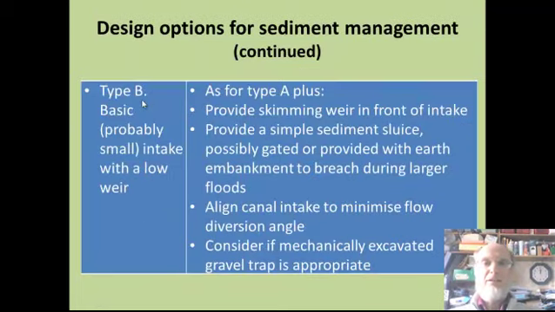We can have a Type B intake, which can have a low weir. So it is like the Type A intake, with a skimming weir in front of the intake, and a simple sediment sluice, which may be gated or provided with an earth embankment set to breach during larger floods. We align the canal intake to minimize the flow diversion angle, and we can consider if a mechanically excavated gravel trap is appropriate.